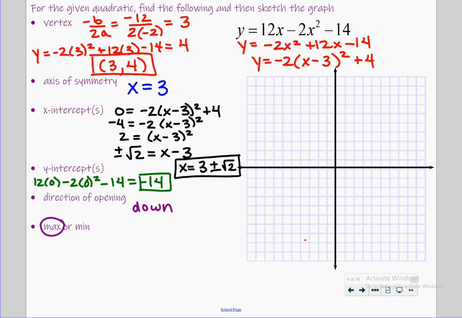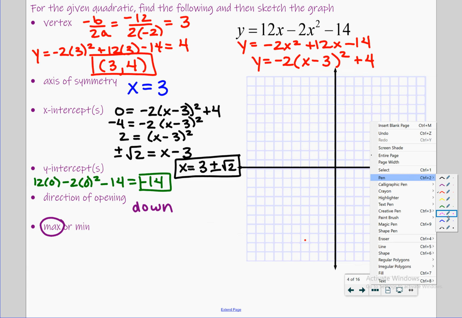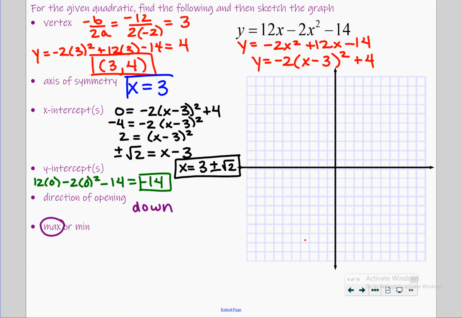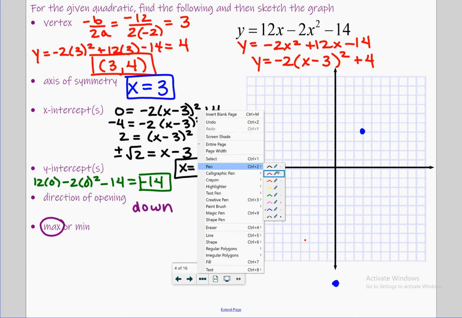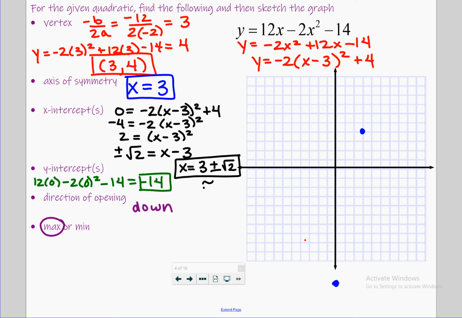And when in doubt, if your graph doesn't look like what you think it should look like, what could you do? Just make an XY table and plot points. All right, so I have the vertex at (3, 4). I know it's going to open down. I have a y-intercept at -14, so that's going to be way down there somewhere. That is enough to get a picture of it. You can, because that's kind of far off the graph, again, if you want, get those approximations for the x-intercepts.